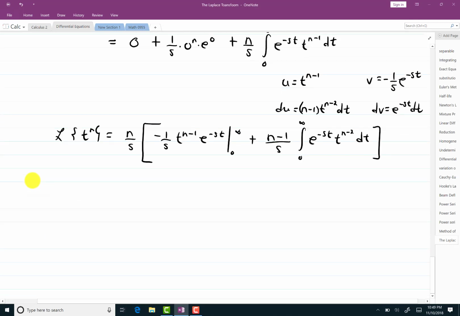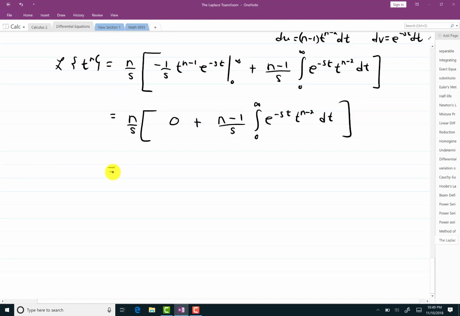Let me do a little bit of simplifying here before I go further. I'll keep my n over s out here. This, as it goes to infinity, you'll get 0, and then when you try to plug in 0, as long as n minus 1 is still positive, this piece will also be 0. So I'll just have 0 plus n minus 1 over s, 0 to infinity, e to the negative st, t to the n minus 2 dt. And let me go ahead and put it together here. When I multiply it through, I'll have n times n minus 1 over s squared, the integral from 0 to infinity, e to the negative st, t to the n minus 2 dt.